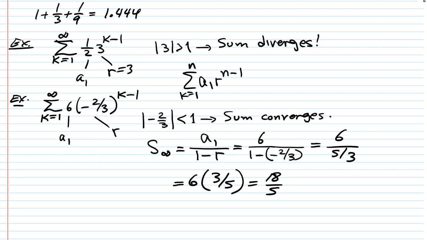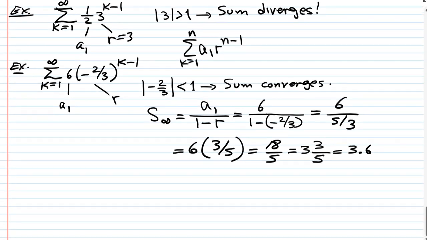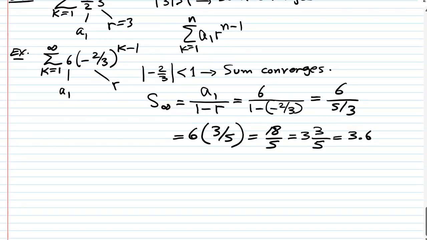Okay, and there is your total. 18/5, which you can divide 15 by 5, so that's 3 3/5. I left it as an improper fraction. You can write it as a mixed number like that. And that's exactly 3.6. That is what the sum is. Okay. Well, let's do maybe one more, then I'll do an interesting application of this.